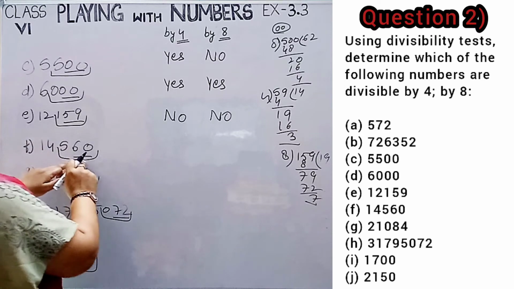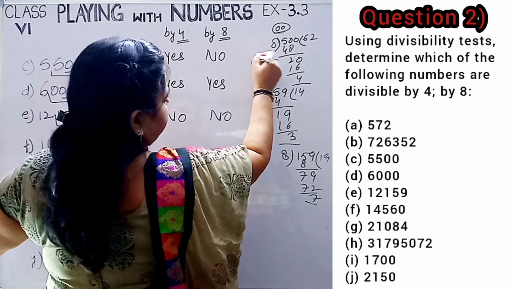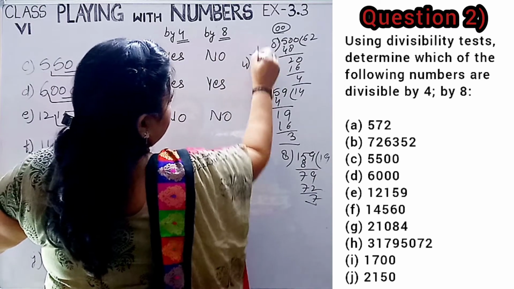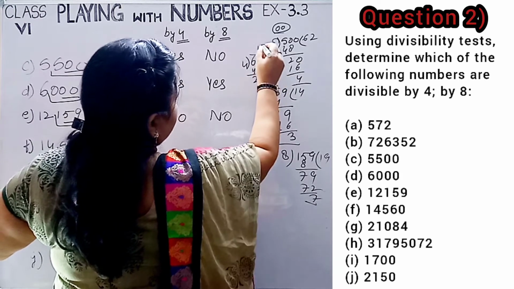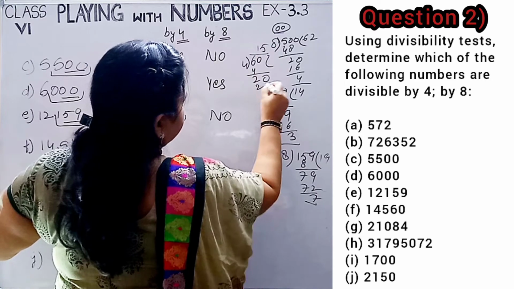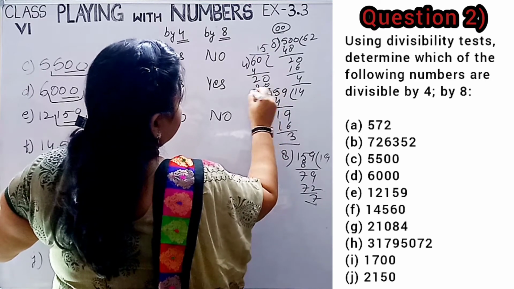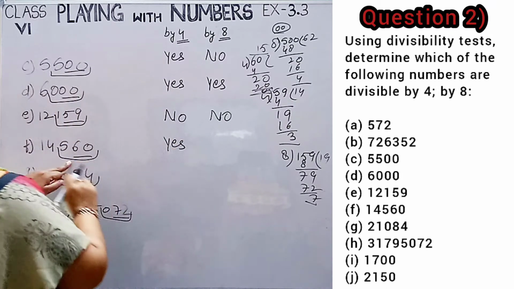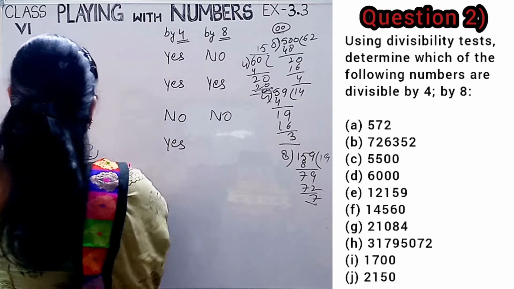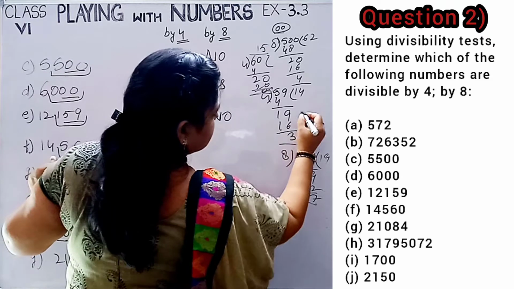Next one is 14,560. Last two digits are 60. Now 4 ones are 4. 2, 0. 4 fives are 20. We got 0 in here. It means yes, this number is divisible by 4. Last 3 digits of this number is 560.